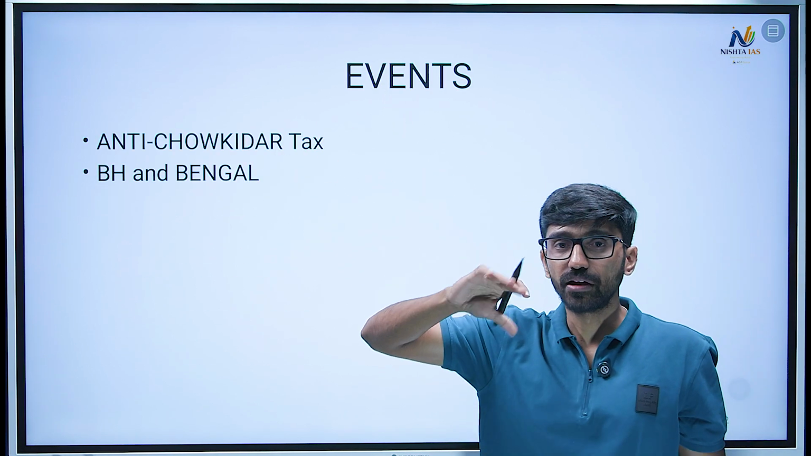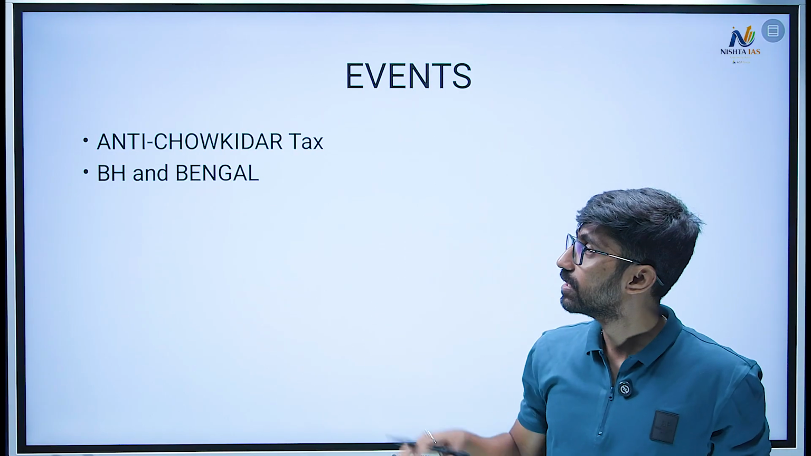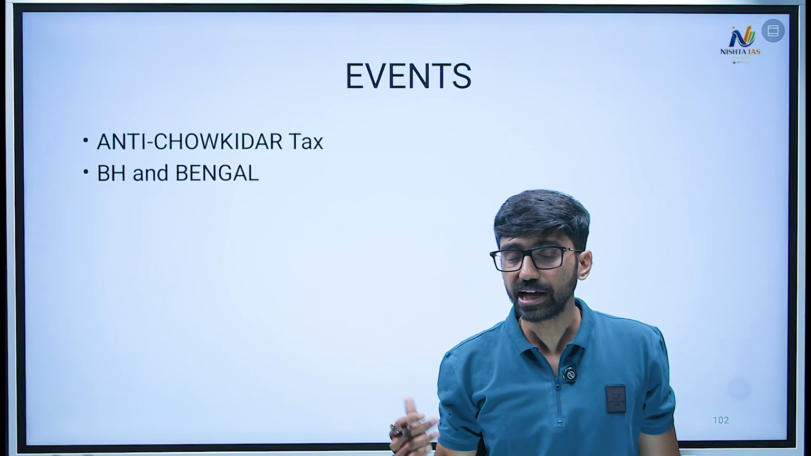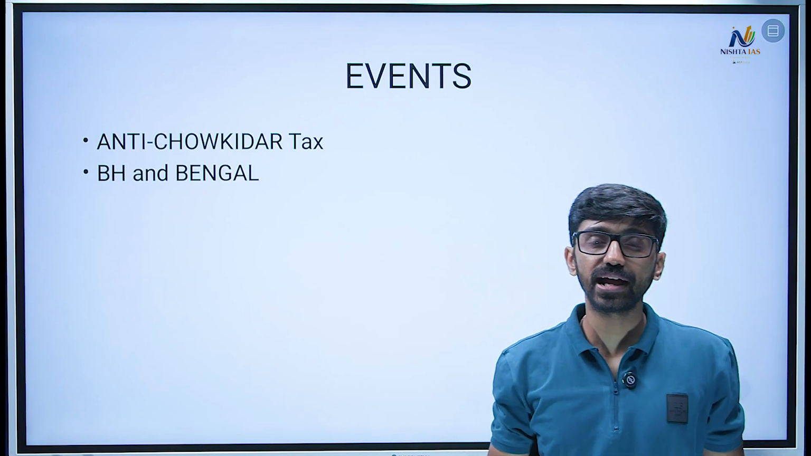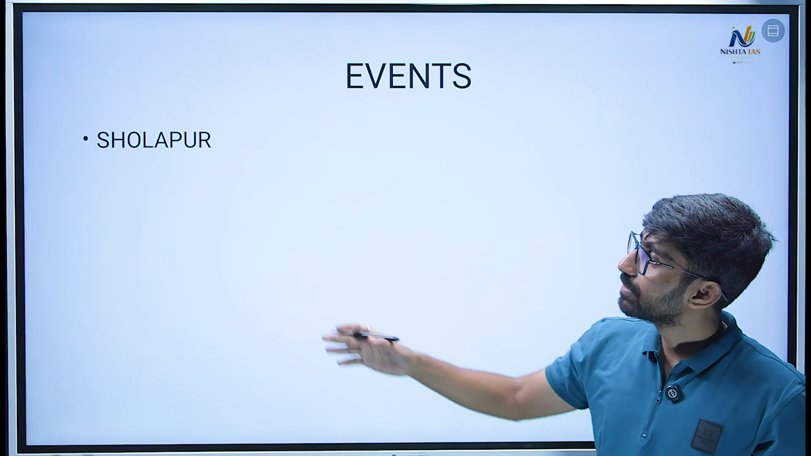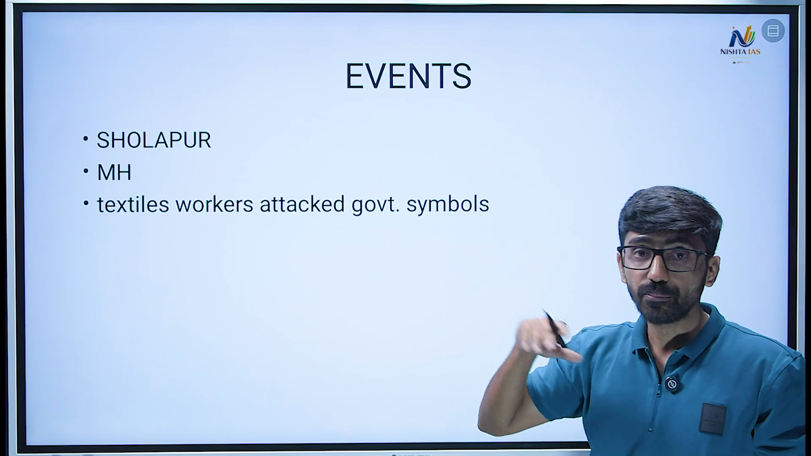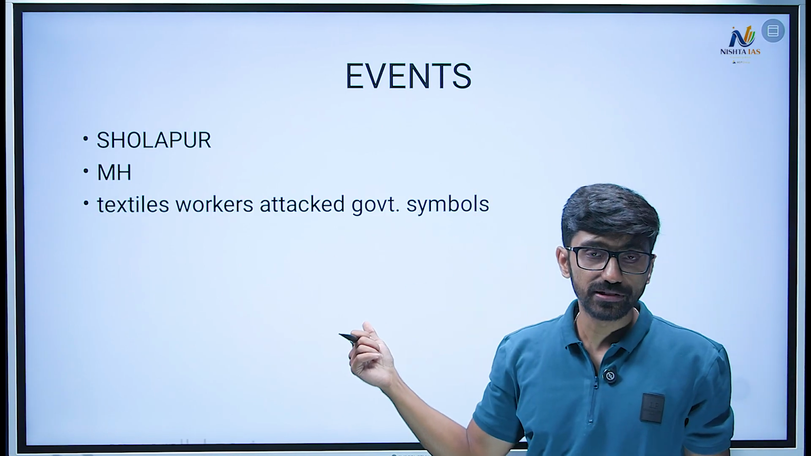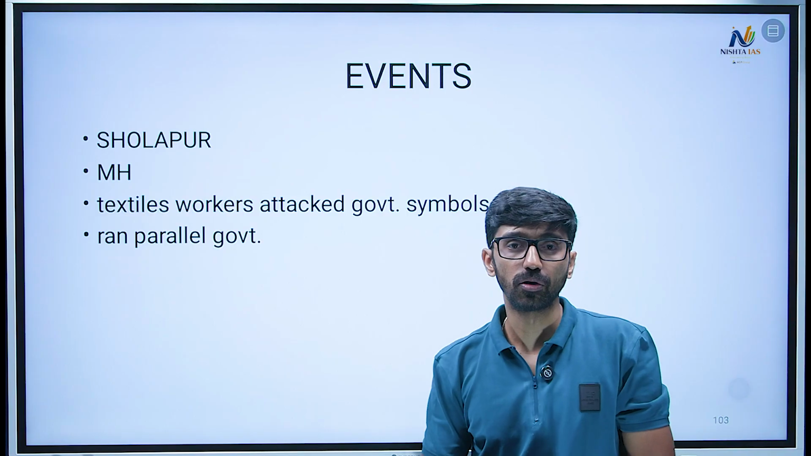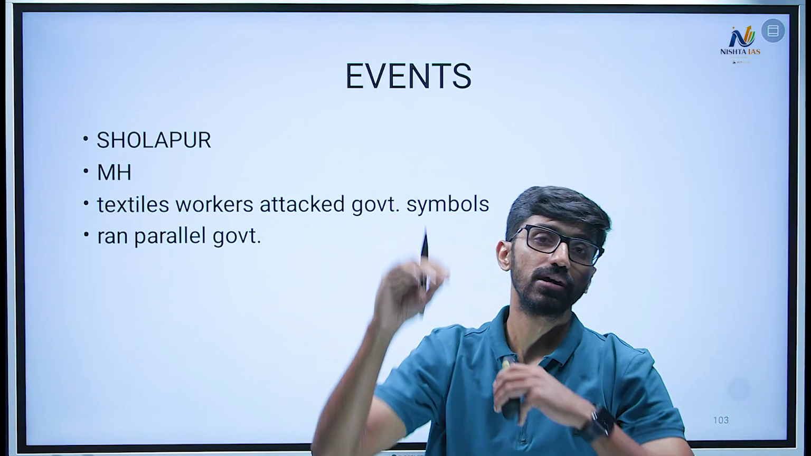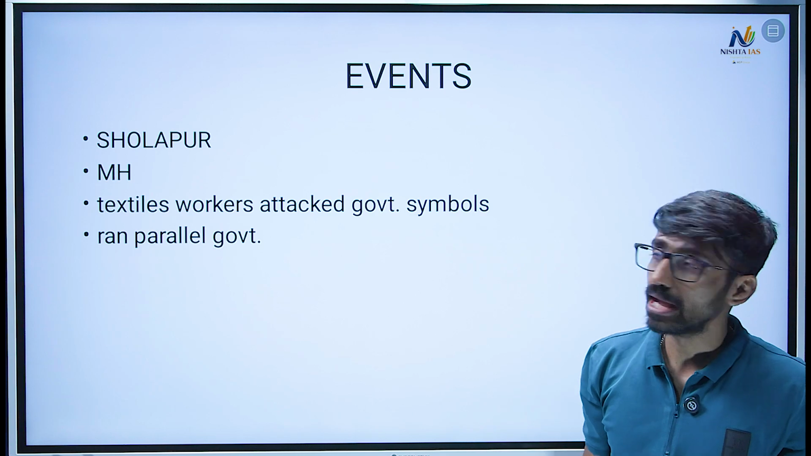Then anti-Chowkidar attacks. Chowkidars, we can say, were the guards of the villages and cities in Bihar and Bengal. They refused to pay the money to the Chowkidar. That is called the anti-Chowkidar attacks movement. Then again, Sholapur. There was a parallel government in Maharashtra, in the Sholapur region. Particularly textile workers attacked government symbols and established a parallel government, saying we don't require the British government. We can run our own parallel government. That happened in Sholapur in Maharashtra.